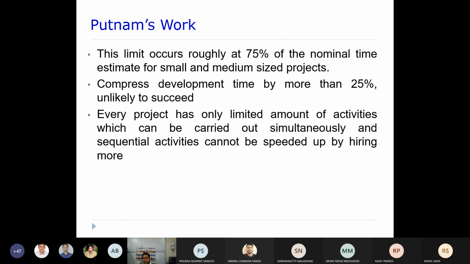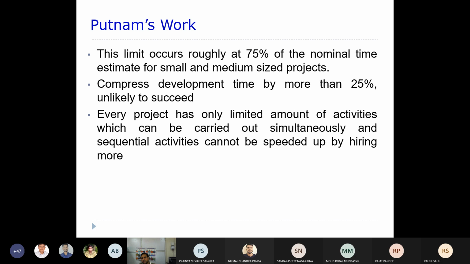Now this limit occurs roughly at 75% of the nominal time estimate for small and medium sized projects. So according to Boehm, for small and medium sized projects you can compress the development time, you can compress that particular schedule up to 75%.